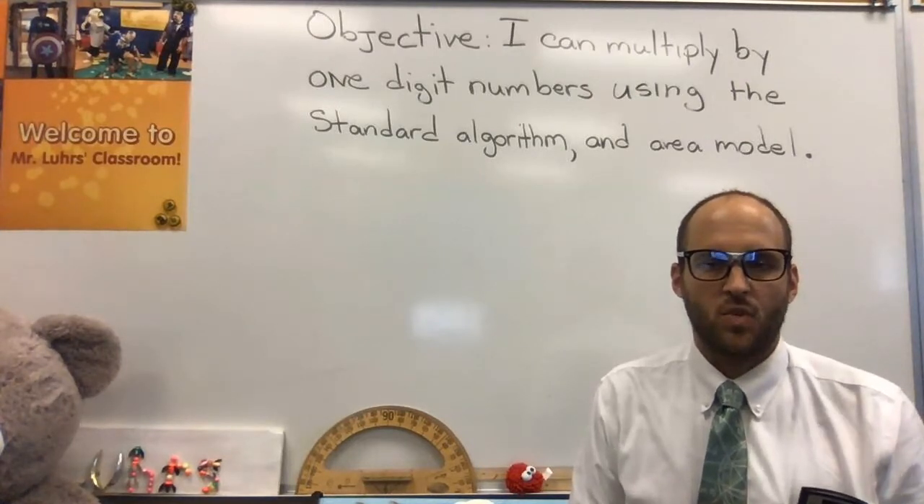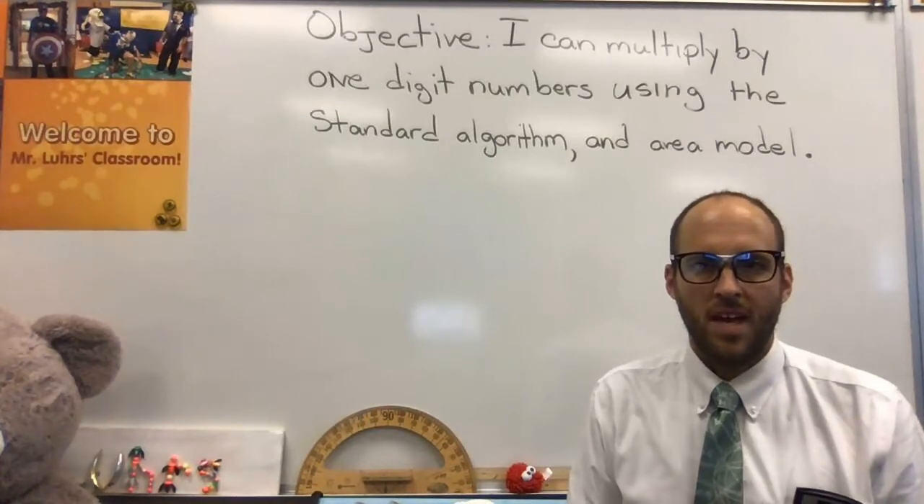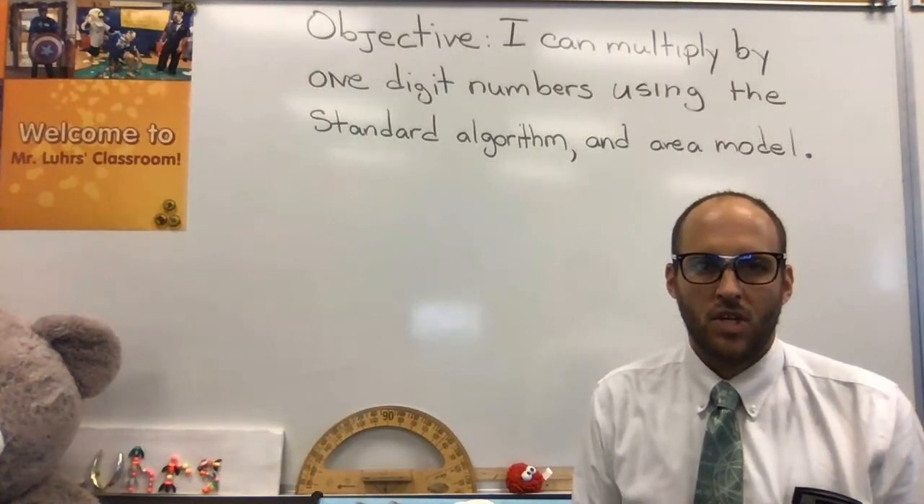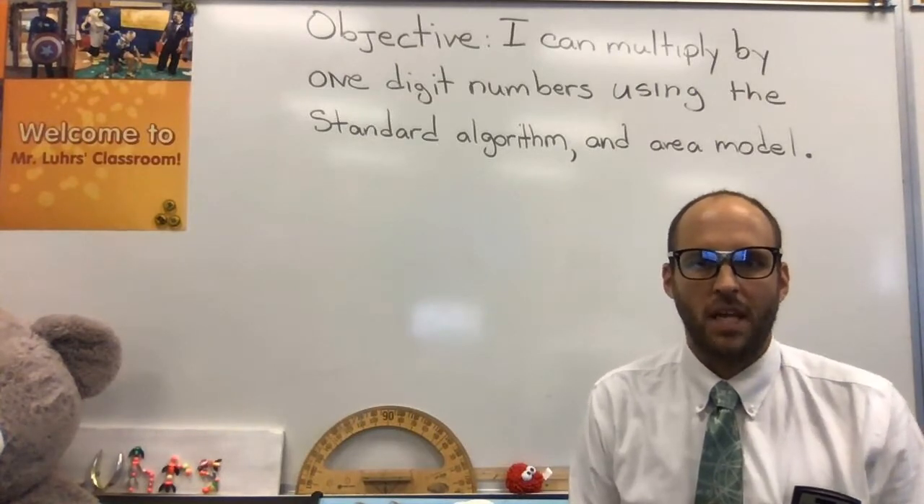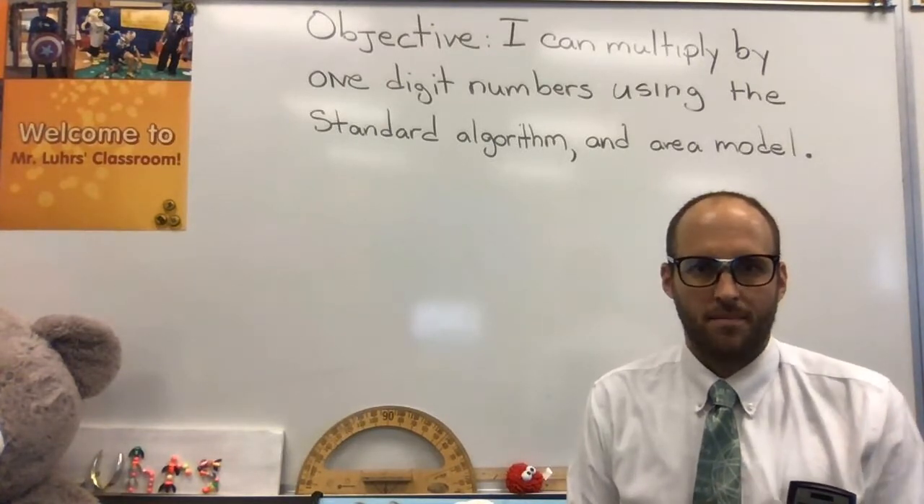Today's objective is once again multiplying one-digit numbers using the standard algorithm and the area model. So make sure you have some whiteboard and markers with you. Make sure you have a pencil and scrap paper if whiteboards aren't available. Sit back, get cozy, and let's get mathematician-y.